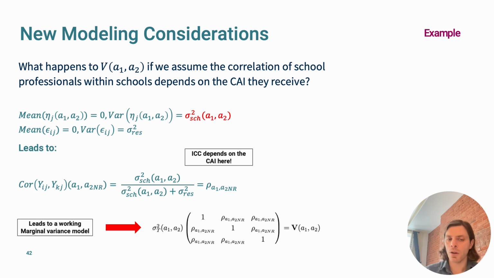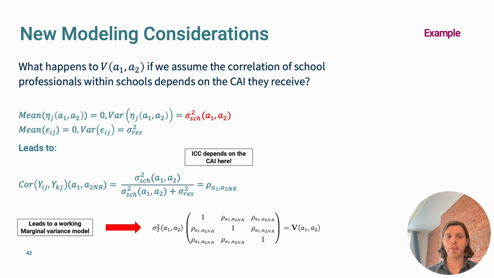If you do that and follow all the math through, well, then your correlation of two outcomes within the school will also differ based on A1, A2, and we're going to denote this as rho of A1, A2, leading to the following working marginal variance model of sigma squared of t times, once again, an exchangeable matrix, but this exchangeable matrix is varying based on which clustered adaptive intervention we are looking at. So you can see how, once again, the decision you make about what's going on with school professionals within schools is going to affect what our working marginal variance structure is.